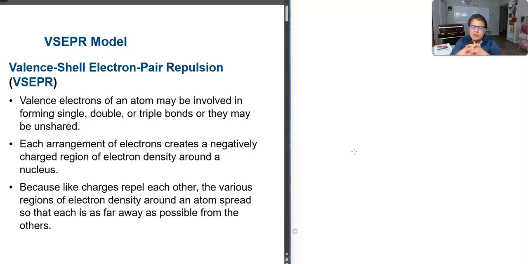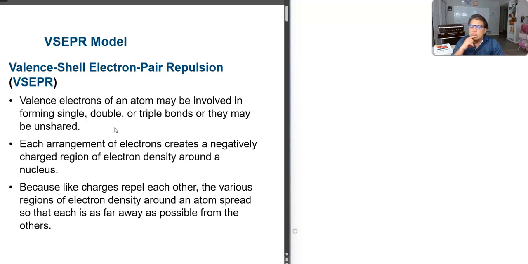And this is because like charges repel each other, right? The electrons will repel each other, and these repulsions are responsible for the structure of the molecule. So the valence shell electrons of an atom may be involved in forming a single bond, double bond, or triple bond, right? Last time in the Lewis structure we also saw that, right? Double bonds, triple bonds, these valence shell electrons are responsible.